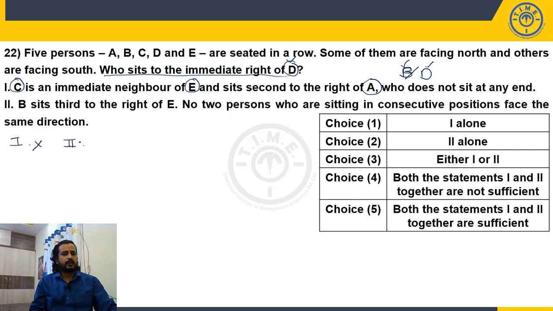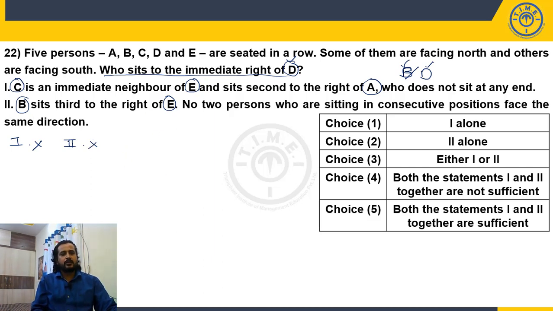Now let's come to statement 2. B sits third right of E. Out of the 5, we have only 2 persons' information, B and E. We don't have the information regarding A, C, D. Without knowing that, can you say the definite position of D? No. Without knowing that, you cannot say. So 1 alone is not sufficient. 2 alone is also not sufficient.